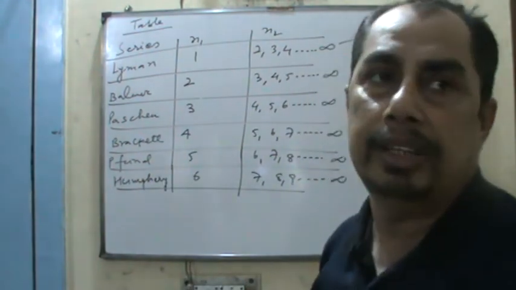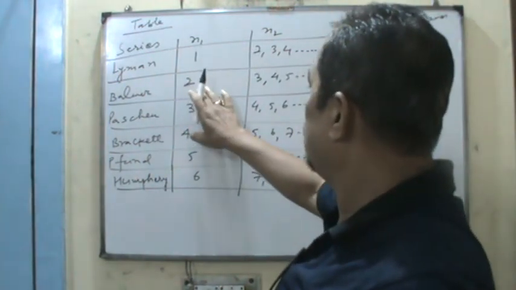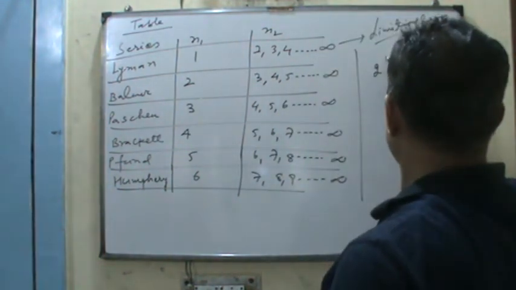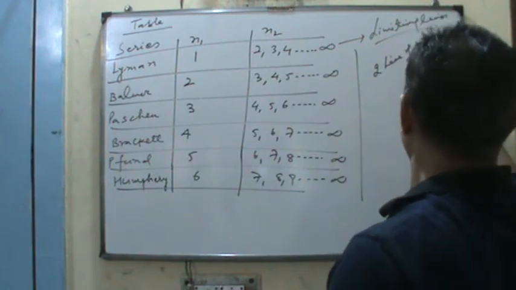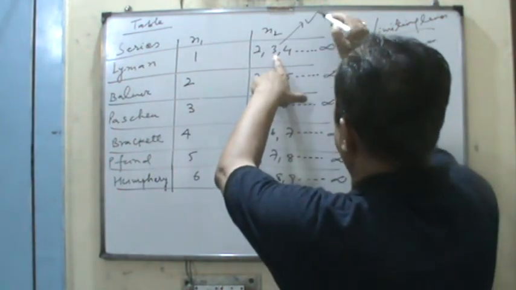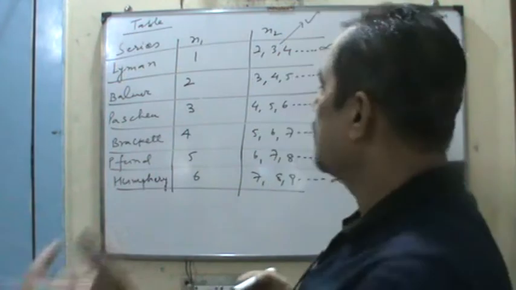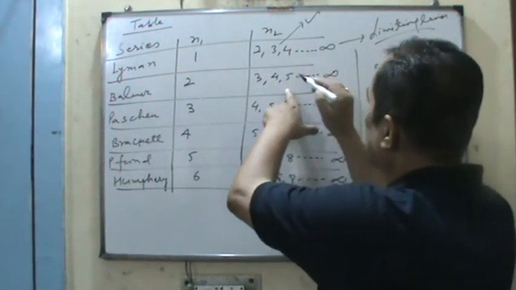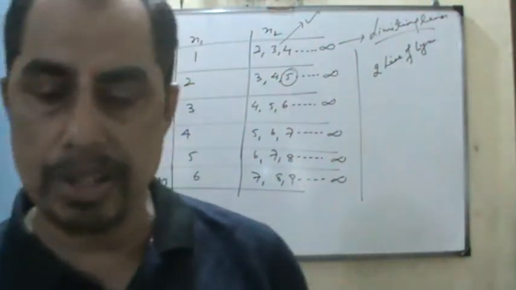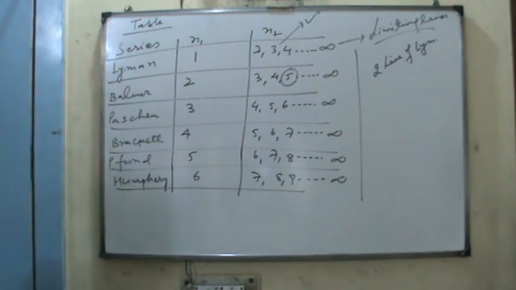If the question comes, calculate the ratio of the wavelengths of the second line of the Lyman series and the third line of the Balmer series. The second line of which series? Lyman. This is the second line, and since it is Lyman, n1 is 1. And the third line of the Balmer series, so it is the third line. First, second and third lines are like this. So you can calculate the ratio by making the two equations and comparing them. You will get the ratio of the wavelengths for the Lyman, Balmer, Paschen, Brackett, Pfund and Humphrey series.